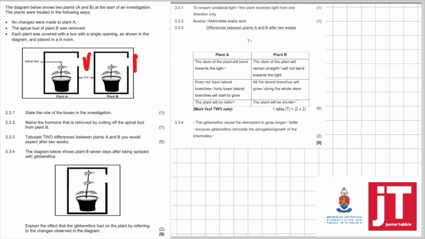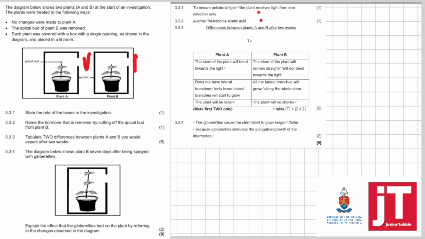So can you see there's a hole on one side? What is the purpose of this box with the hole? To ensure unilateral light enters the plant. Your memo also accepts: to allow the plant to receive light from one direction only. 3.3.2. Name the plant hormone that is removed by cutting the apical bud. That's obviously auxin.